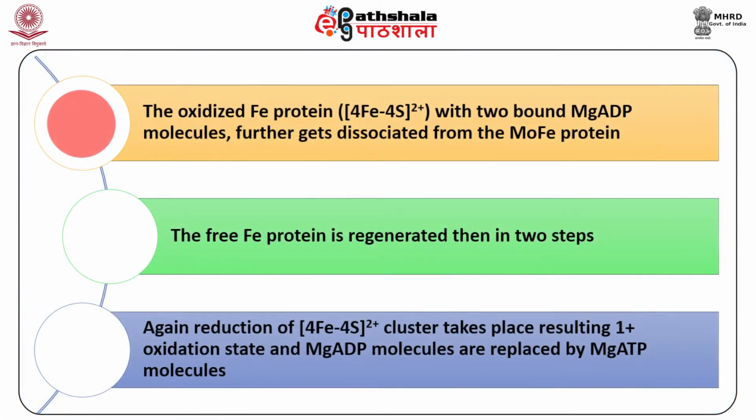It is this state that transiently associates with the molybdenum iron protein. While associating, the 2 magnesium ATP molecules bound to iron protein are hydrolyzed to 2 magnesium ADP molecules, and a single electron is transferred from the iron protein 4 iron 4 sulfur cluster into the molybdenum iron protein. The oxidized iron protein, 4Fe-4S 2+, with the 2 bound Mg-ADP molecules further dissociates from the iron molybdenum protein. The free iron protein is then regenerated in 2 steps.